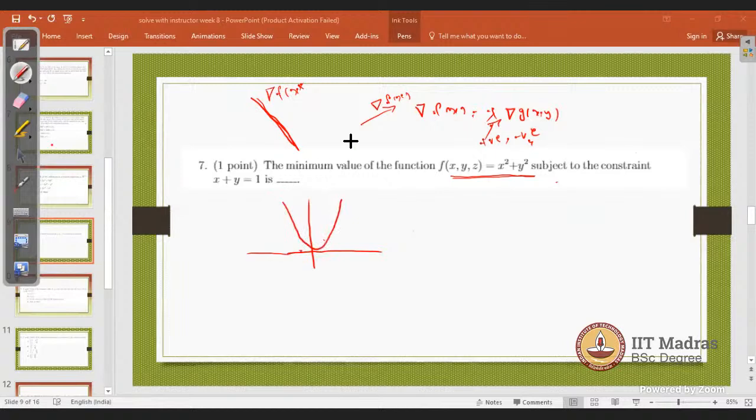Okay, you got this graph, and you got one constraint equation. Just think of it as this line. This line is your constraint equation. Now you have to check: when you solve these two equations, the gradient of these two equations, then you will get these points.